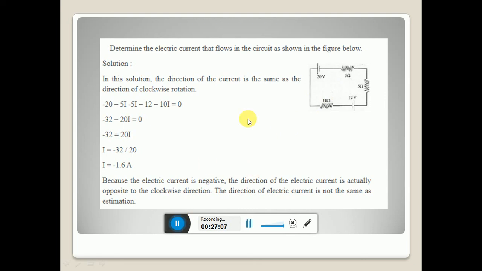If possible, in the next class we will see a few more examples relating to the calculation of current values, and we can proceed further to other topics.